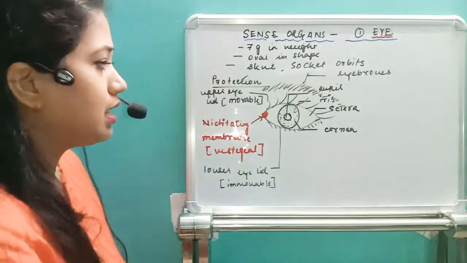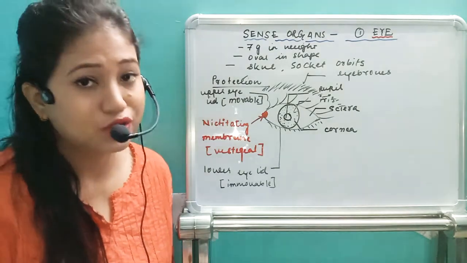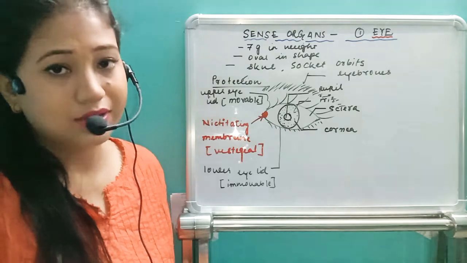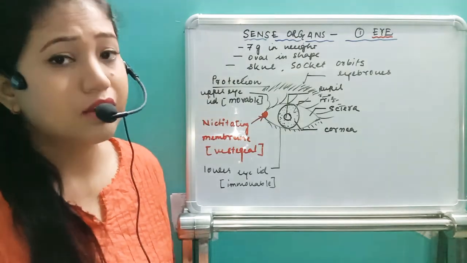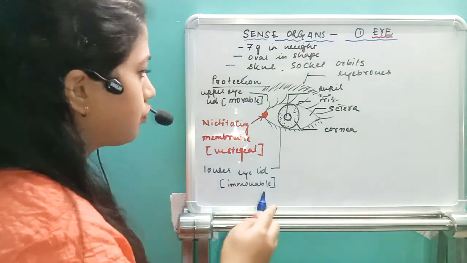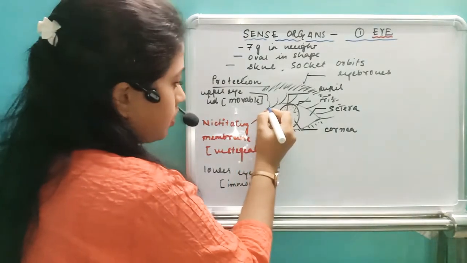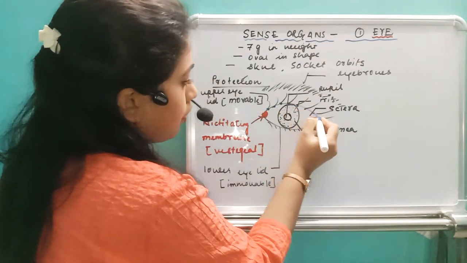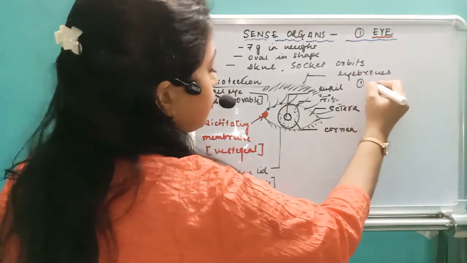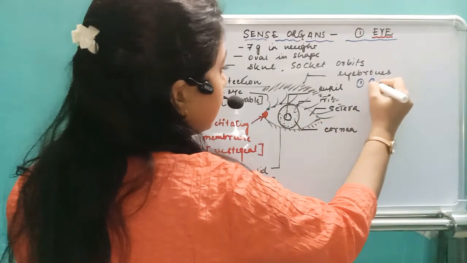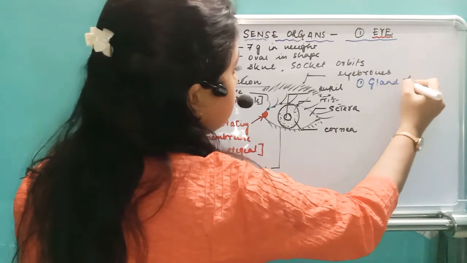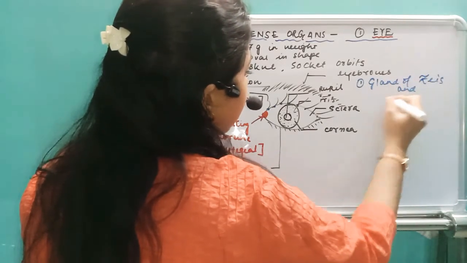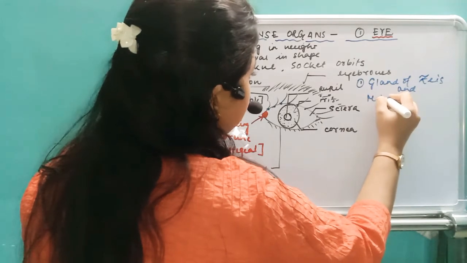Now after that, here we are going to have different glands also, right? These glands are also protecting our eyes and keeping the eye surface moist. Towards the base of the upper eyelids, we have one gland. This gland is called the gland of Zeis, and we have another gland called the meibomian gland.